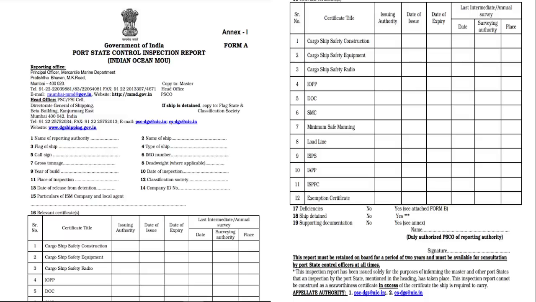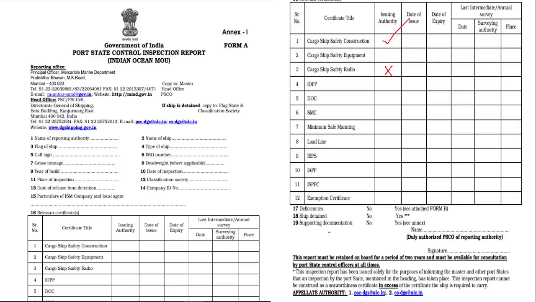After that, form A basically consists of all the ship particulars and all the certificates are marked. Suppose the ship is having a cargo ship certificate, then they will mark yes, date of issue and all the things they will mark. But if any of these documents is missing, your ship will be detained, because these are the important documents, and if any of them is missing, your ship will be detained.